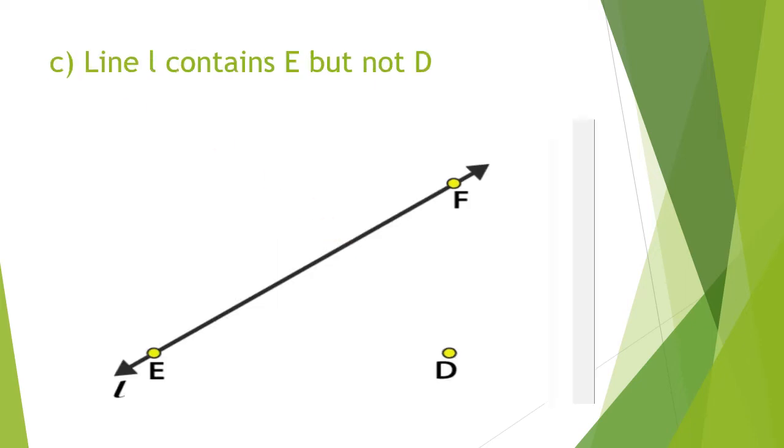Question C. Line L contains C but not D. So L is a line. This line L contains E but D is not on this line L. D is outside the line L.